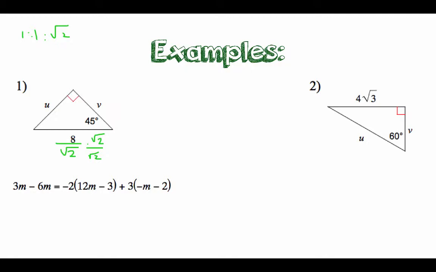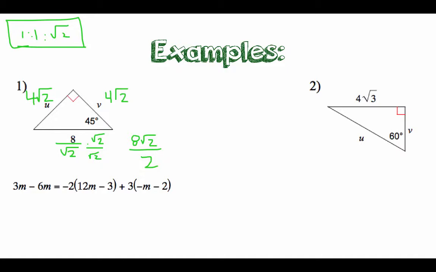Once we do that, we are left with 8 square root of 2 over 2, because a square root times a square root is basically a square root squared, so it is just the number with nothing else. Simplify that down to 4 square root of 2 as our answers for these two sides here. And that's just simply using our basic formula.